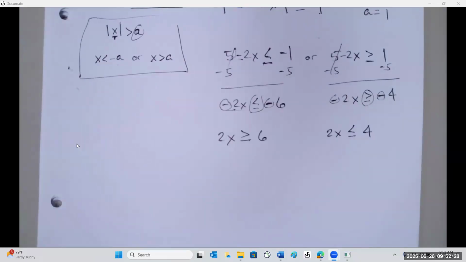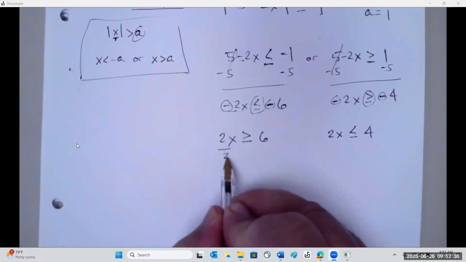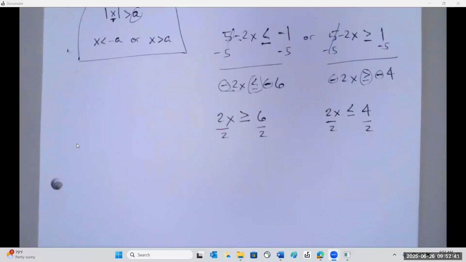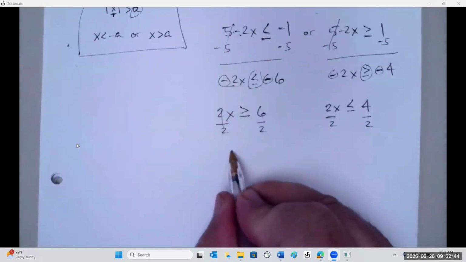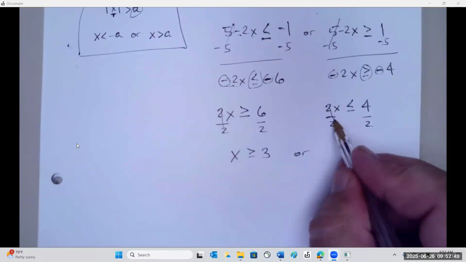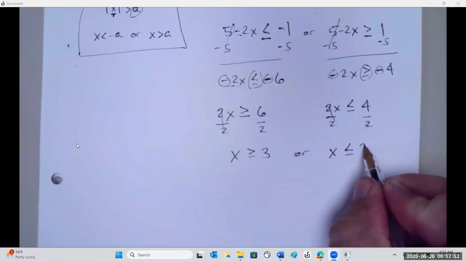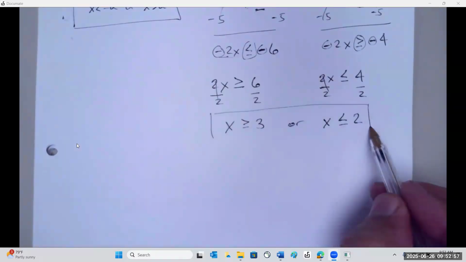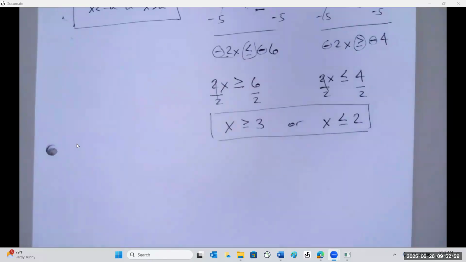Remember, you have to work your way to the x. You can't just jump in there. So what's my next step now? Now I divide by 2, because the x is not by itself yet. So x is greater than or equal to 3, or x is less than or equal to 2. There's your answer in interval form. What's the graph going to look like?